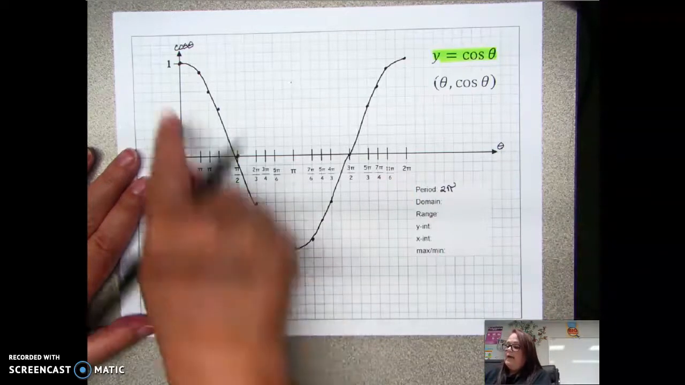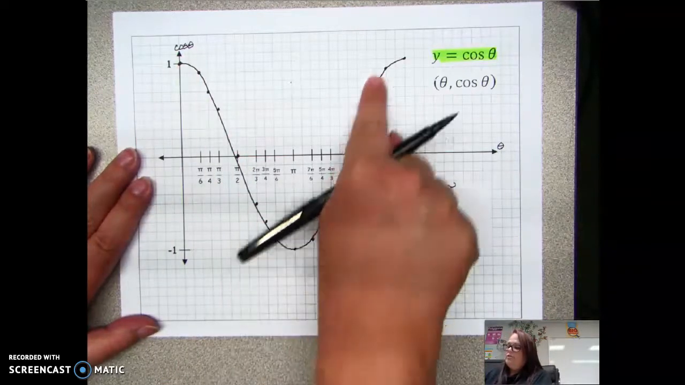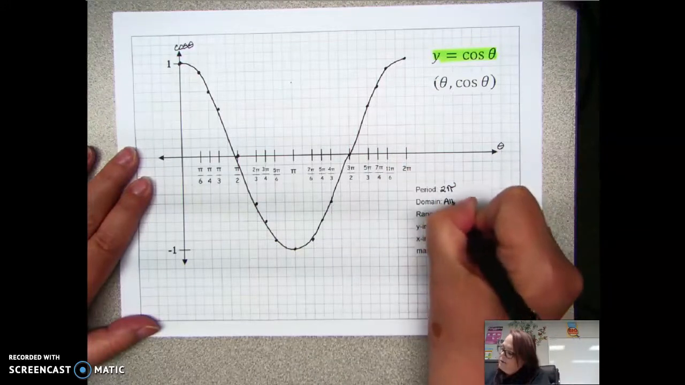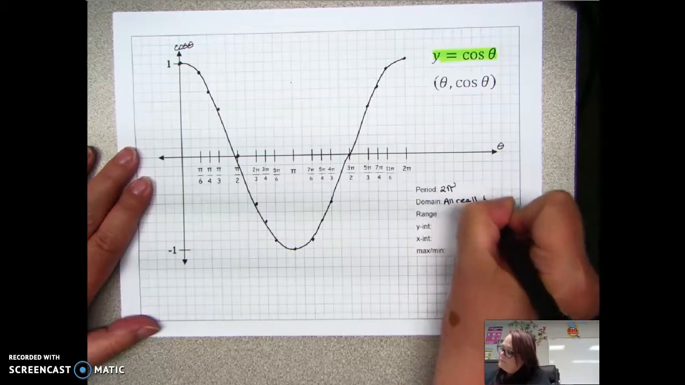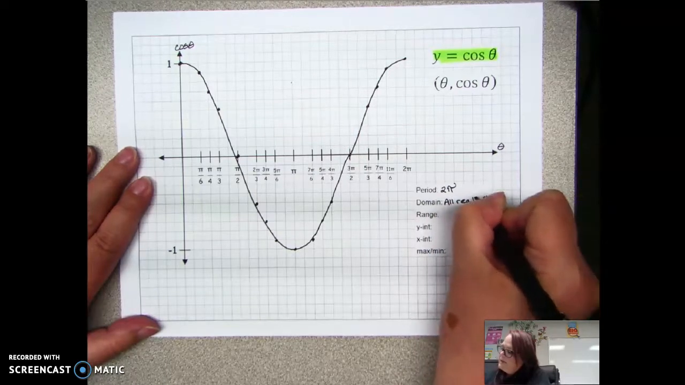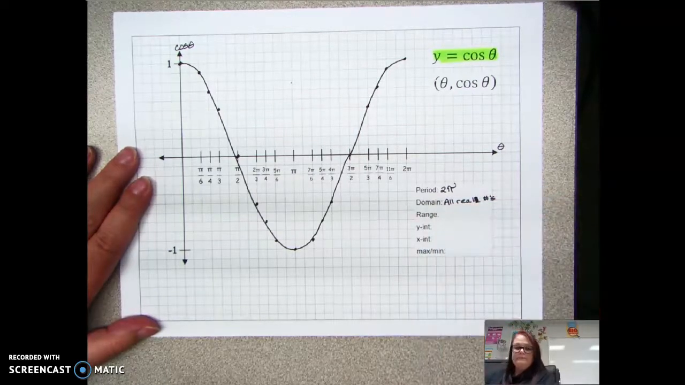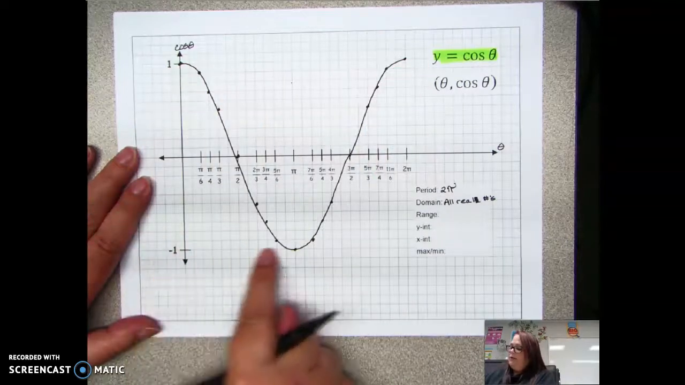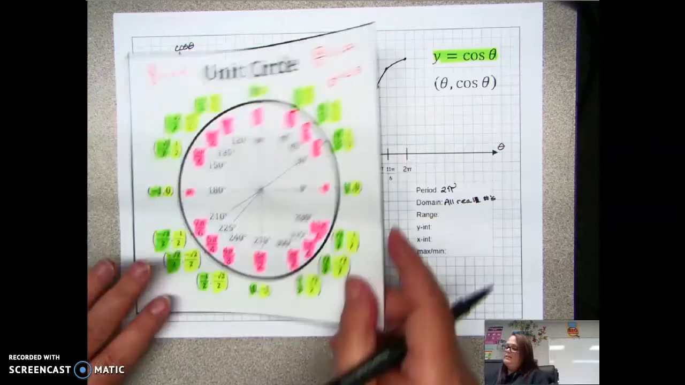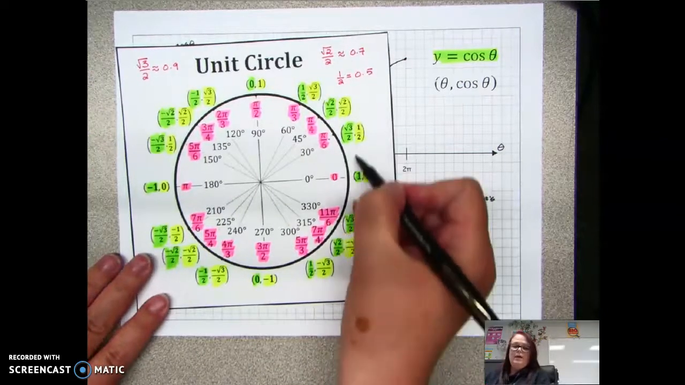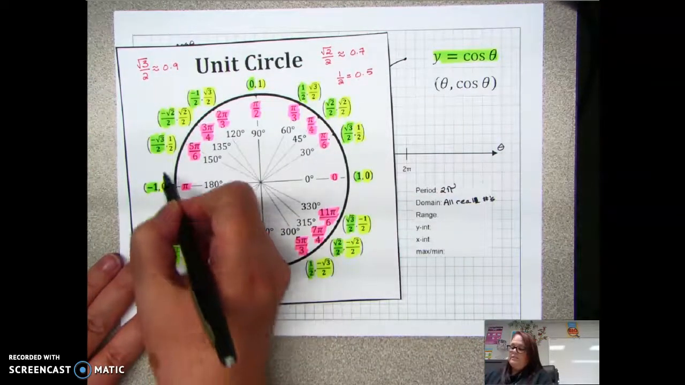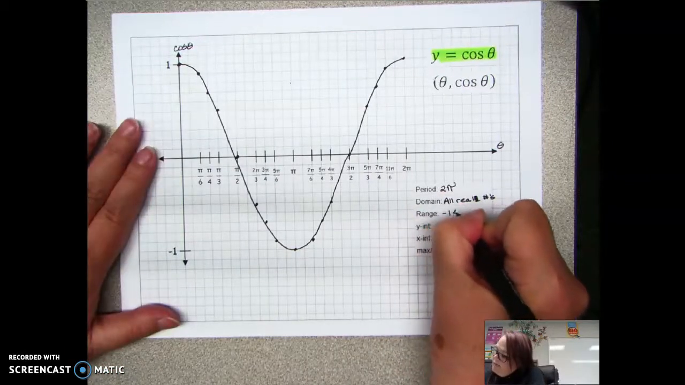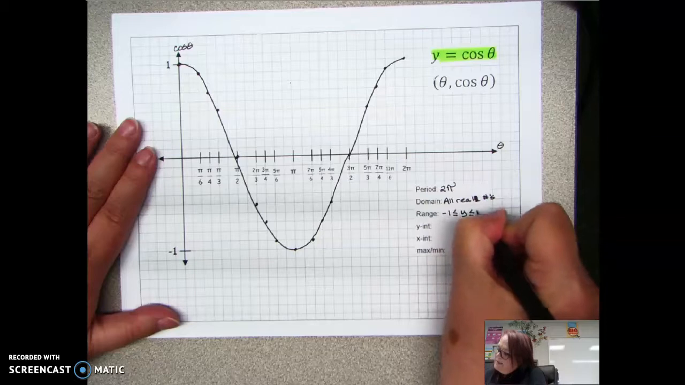My domain, I never have to lift up my fingers. So there are no domain values that don't exist. So this is going to be all real numbers. And real doesn't have 2 L's, sorry about that. But then the range, the highest we go is 1 and the lowest we go is negative 1 because on my graph, the furthest to the right we go is 1 and the furthest to the left we go is negative 1. So this is saying I've got negative 1 less than or equal to y less than or equal to 1.